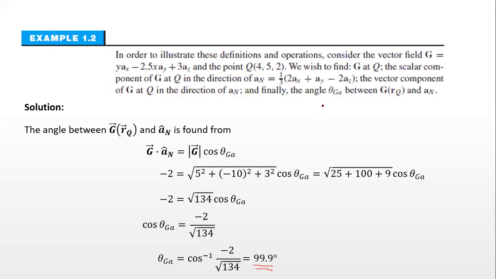In the next class we will see another kind of multiplication of a vector by another vector, that is cross products, where the vector product of two vectors will be another vector. Okay, I'll stop here. We'll meet in the next class.